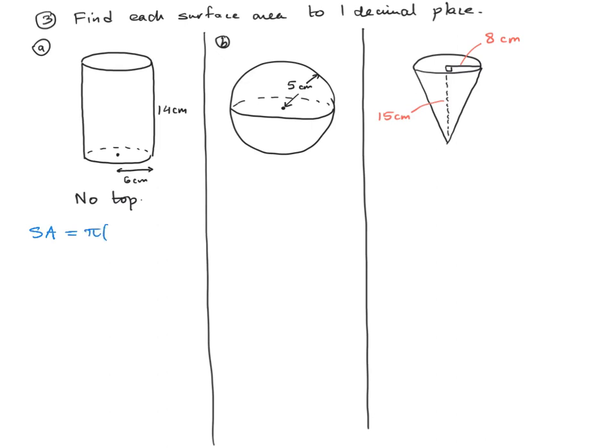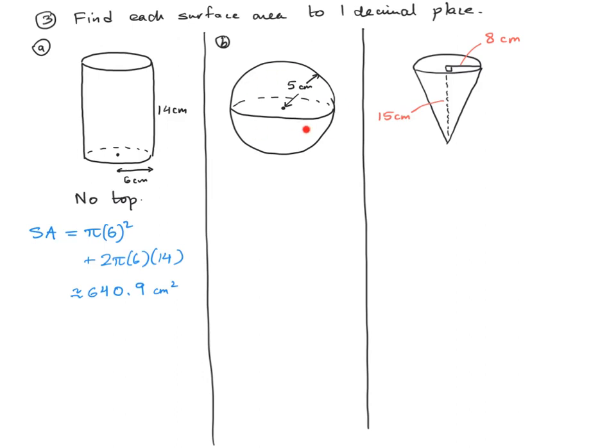so pi 6 squared, plus the lateral or curved surface area, which the formula sheet tells me is 2 pi RH, so 2 pi times 6 times 14, and I plug all that into my calculator and then round to 1 decimal place, and I get approximately 640.9 to 1 decimal place, and of course it's centimeters squared.